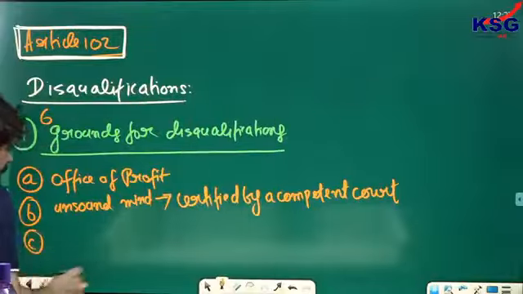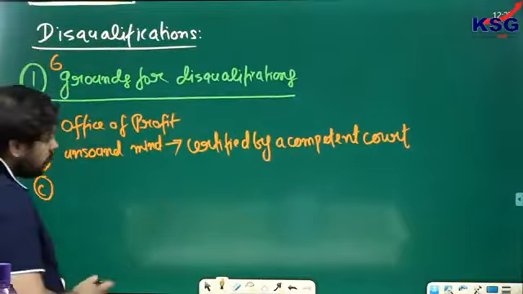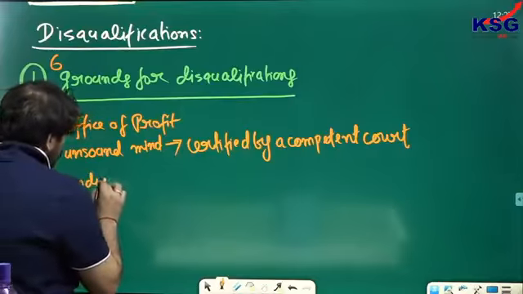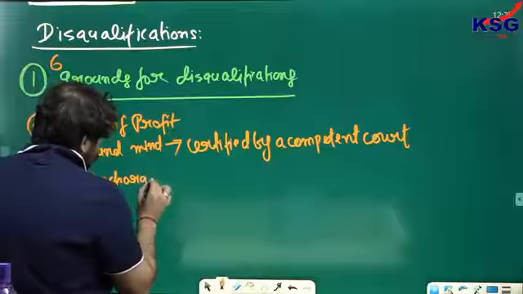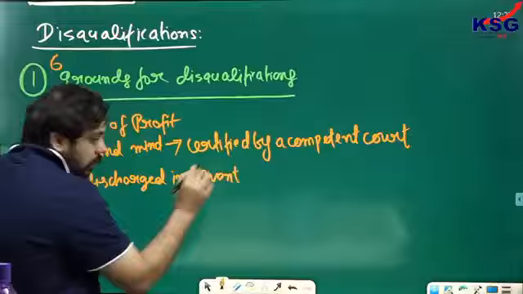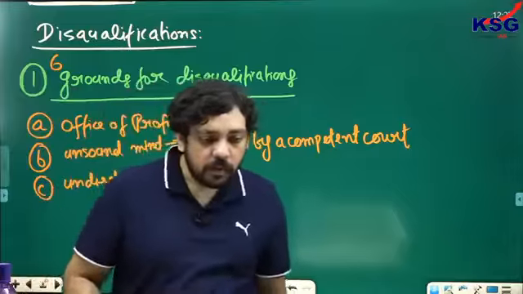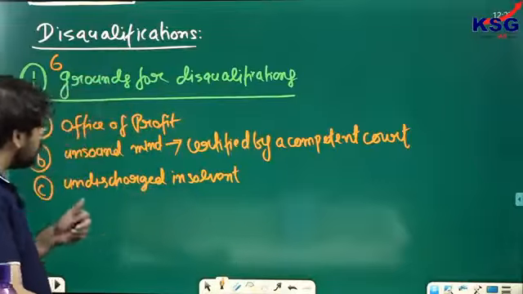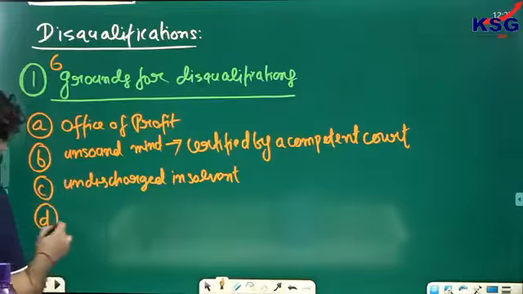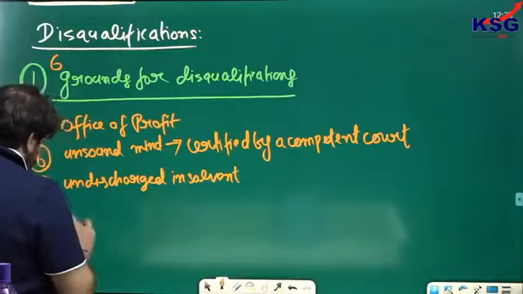Point number C, a person can be disqualified if he is an undischarged insolvent. Okay. Point number D, a person can be disqualified if he is not a citizen of India or he has left the citizenship of India.